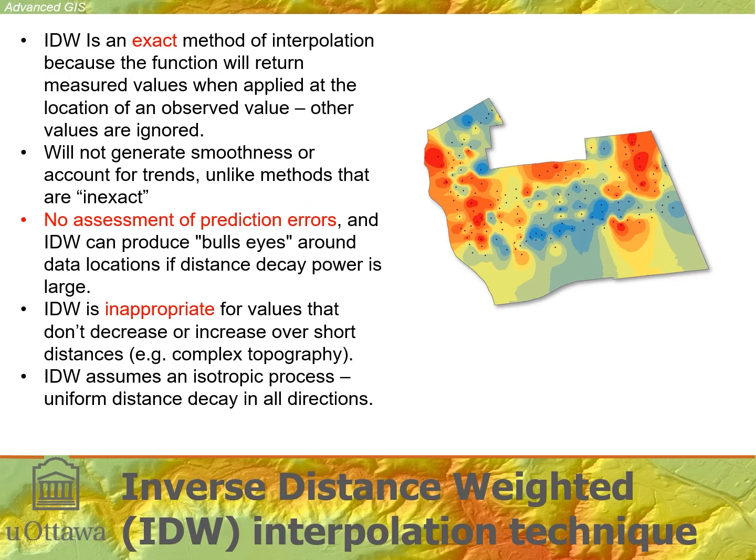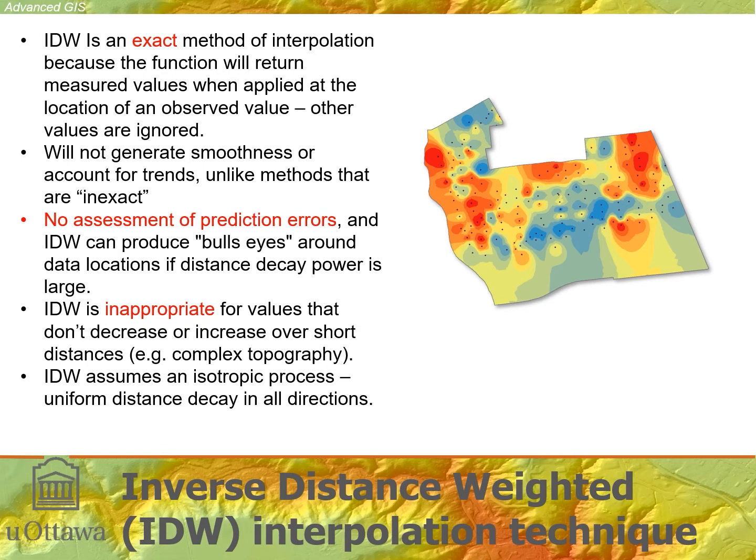Now, it's not very often that you will find a value that has been measured in your sample points supporting the interpolation, the irregular lattice, that coincides with an output regular grid cell or grid cell center. So it doesn't matter too much that it's exact or inexact in that respect. And it will never generate smoothness or account for trends in the data.